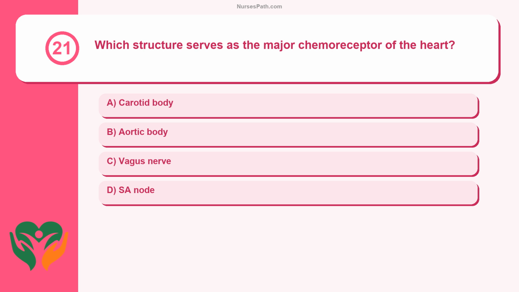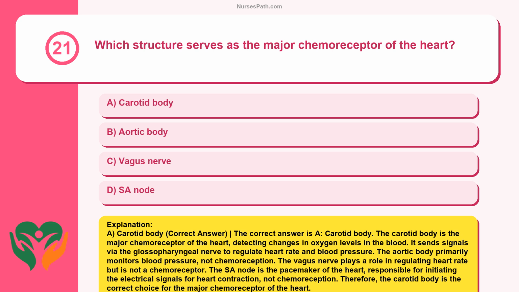Question 21. Which structure serves as the major chemoreceptor of the heart? Carotid body, aortic body, vagus nerve, SA node. A. Carotid body, correct answer. The correct answer is A. Carotid body. The carotid body is the major chemoreceptor of the heart, detecting changes in oxygen levels in the blood. It sends signals via the glossopharyngeal nerve to regulate heart rate and blood pressure.